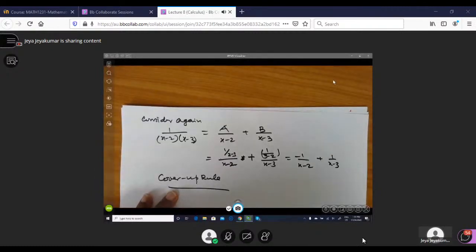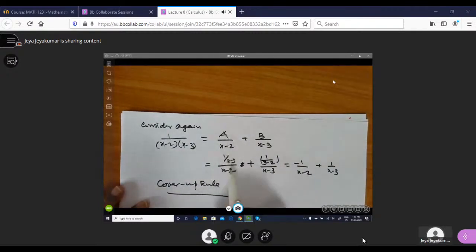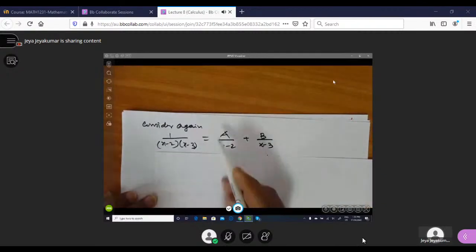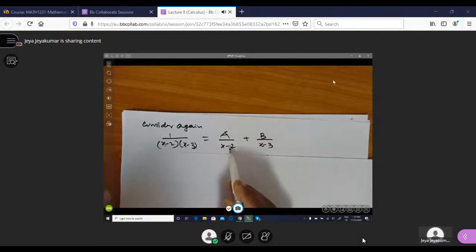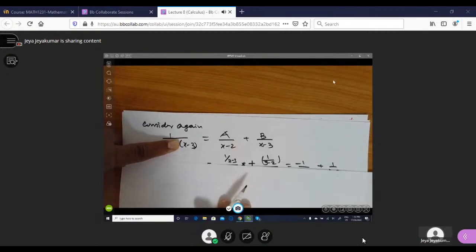How could you get a and b for the second method? You mean here? Yes, so this is the cover-up rule. Okay, so now we want to find a. Let's say you don't know this, right? We need to find the constant a, which corresponds to x minus 2. Now look at the left-hand side here. You cover x minus 2 in the denominator and substitute x equals 2. When you substitute x equals 2, you get 1 over 2 minus 3. That's what we got. Okay?